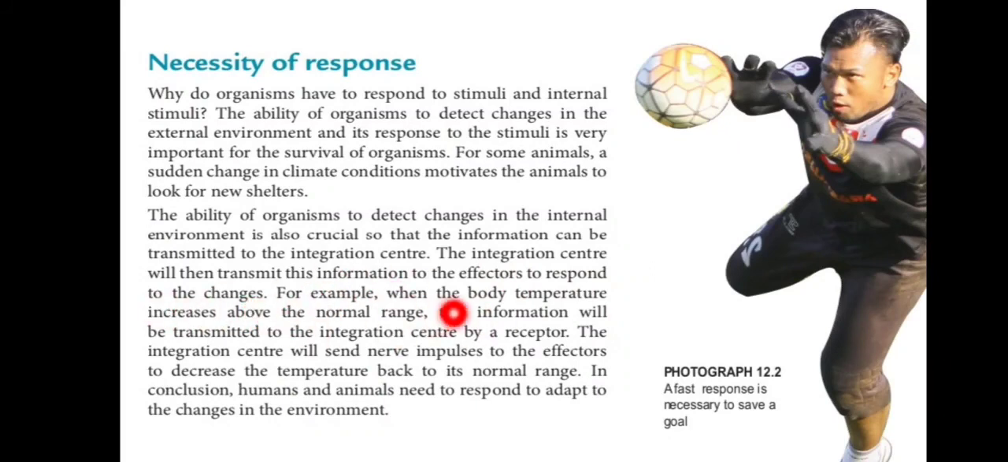Okay, contohnya, when our body temperature increases above the normal range, this information will be transmitted to the integration center by receptor. Okay, the integration center will send nerve impulses to the effector to decrease the temperature back to its normal range. So, in conclusion, human and animals need to respond to adapt to the changes in the environment. So sangat penting itu respond, detections of the stimulus sampailah response. Itu sangat penting untuk memastikan kita selamat. Okay, sama ada daripada external stimulus ataupun internal stimulus for our survival.